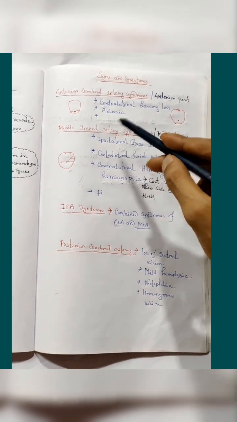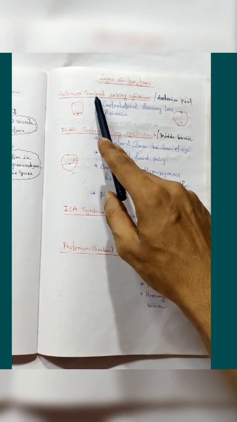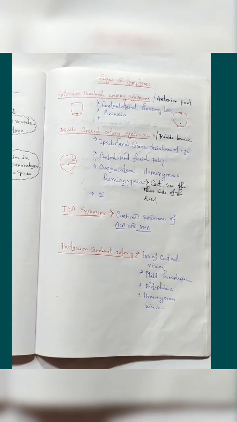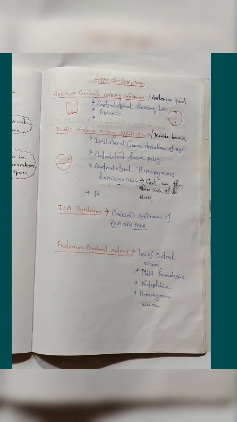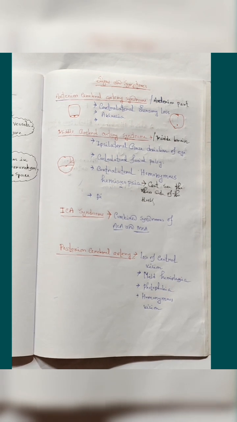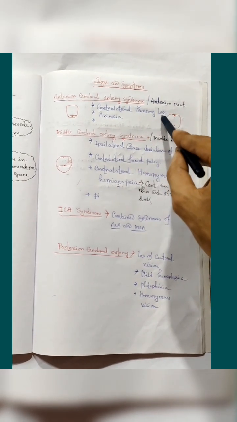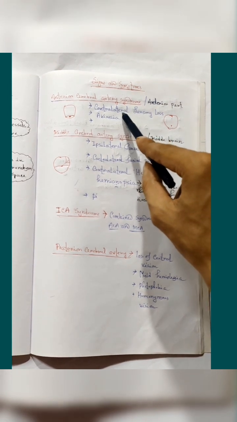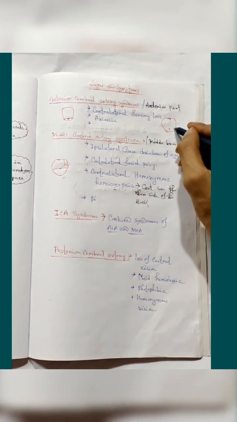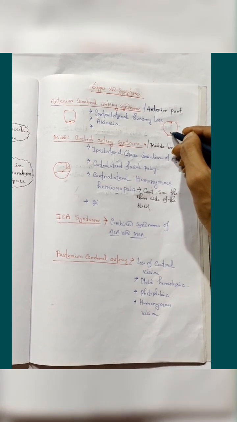What happens if the patient is suffering from anterior cerebral artery syndrome? It means the anterior part of the brain got affected by hemorrhage. What will be the signs and symptoms? That will be contralateral sensory loss. Why is it called contralateral? Now look at this picture very carefully. Imagine this is the brain, and this is the anterior part, right?